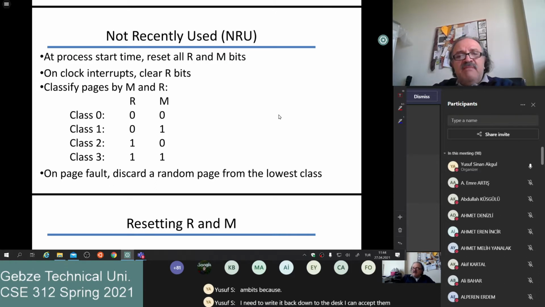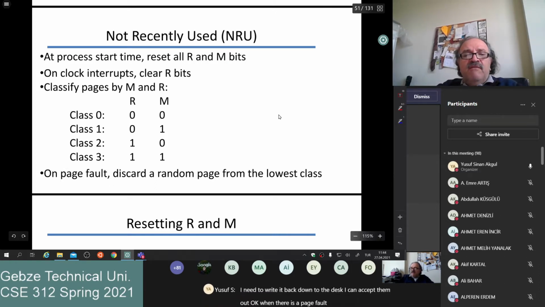When there is a page fault, find a page that has class 0 and replace it. If you don't have such a page, then class 1. If you don't have it, then class 2. If you don't have it, then class 3. That's it.